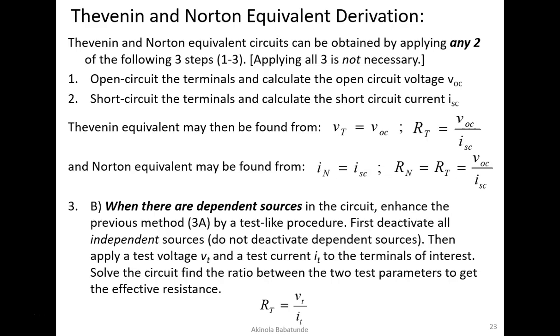Once you have done that, you can solve the circuit by finding the ratio between the two test parameters to get the effective resistance in the circuit. That simply means your R Thevenin will be equal to the V test, the test voltage, divided by the test current. And once you have that, you can go back up here and use all the other equations we have to find all the values that are missing.